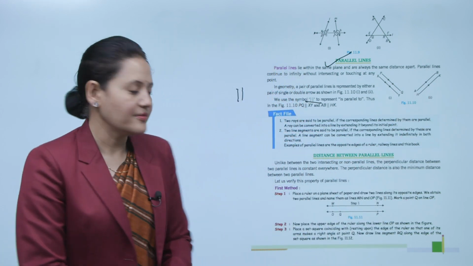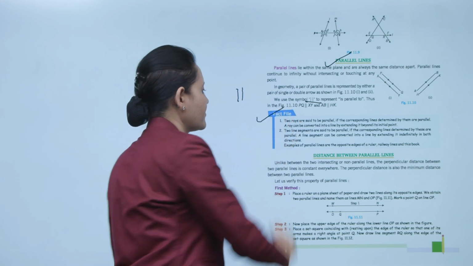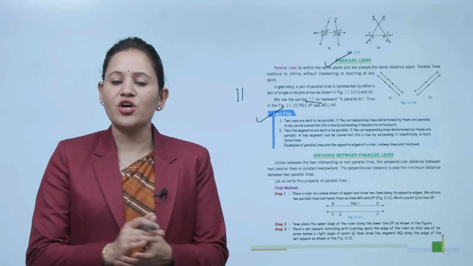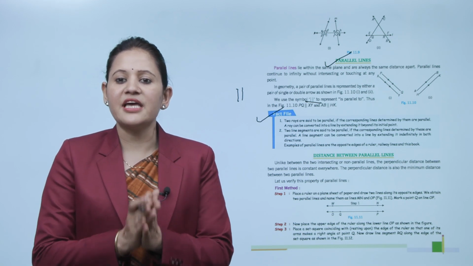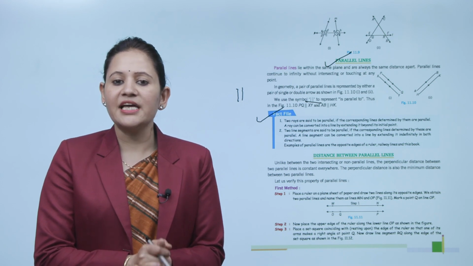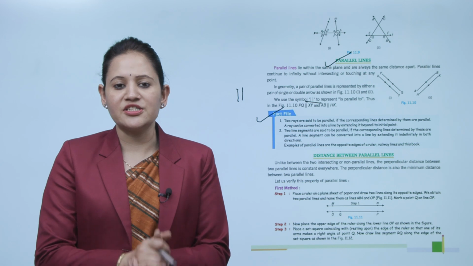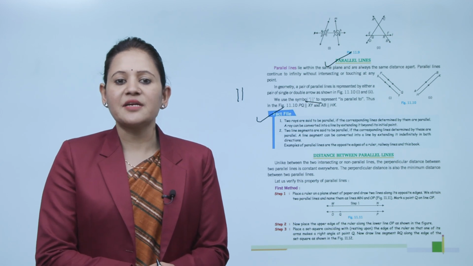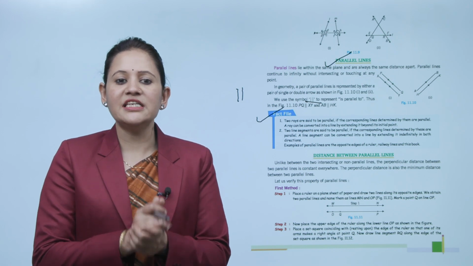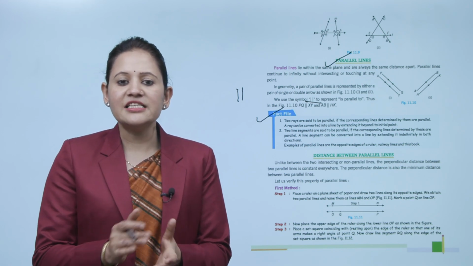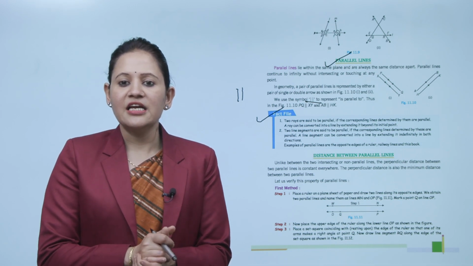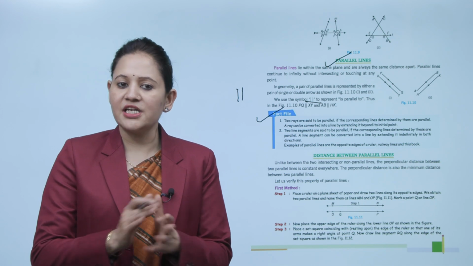Next is the fact file. Two rays are said to be parallel if the corresponding lines determined by them are parallel. A ray can be converted into a line by extending it beyond its initial point. Two line segments are said to be parallel if the corresponding lines determined by them are parallel. A line segment can be converted into a line by extending it infinitely in both directions.